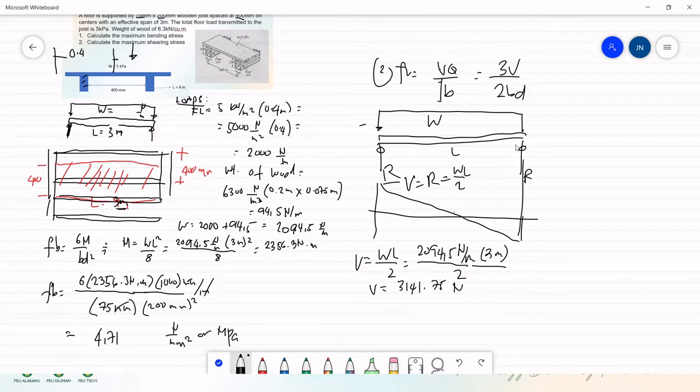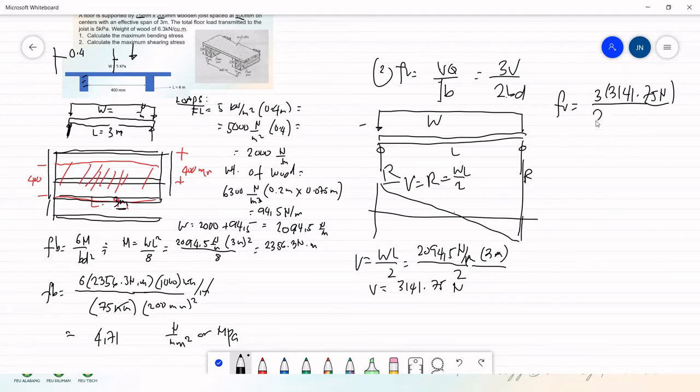For 1.75 Newton. Okay, if we have V already, then we can substitute from here. So, FV is equal to 3V, that is 3141.75 Newton. Okay? The meters cancel. What is left is Newton.